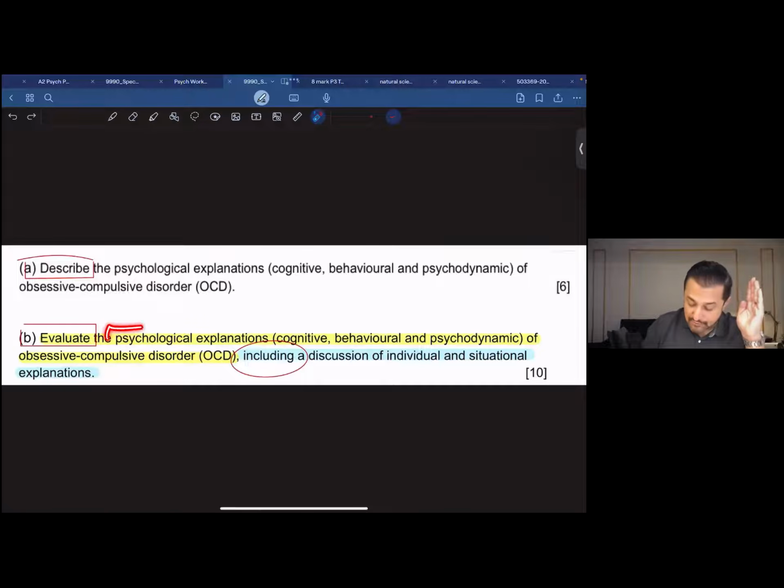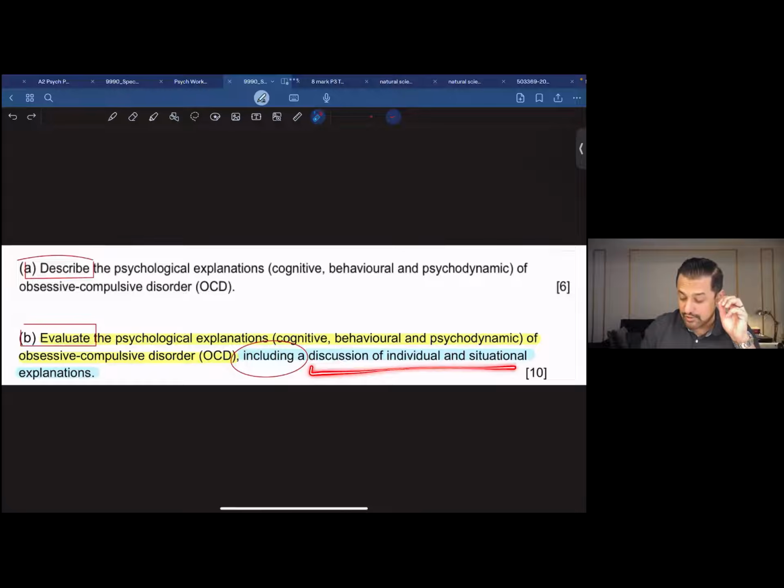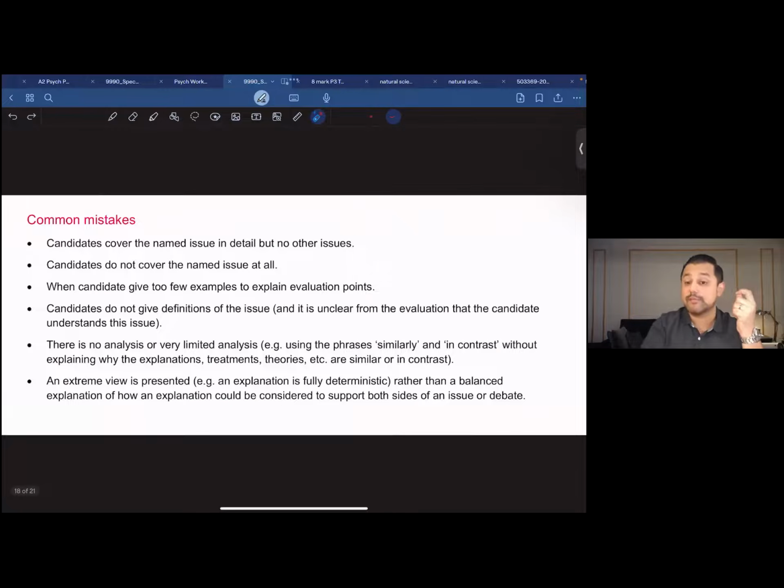Now, this is the part of the syllabus that the examiner wants us to evaluate, including a discussion on individual and situational explanations. Now, when the examiner says including a discussion on individual and situational explanations, this is referred to as a named issue. Named issue, as in this is the topic that the examiner wants us to bring in under discussion. Now, starting off with the common mistakes here.